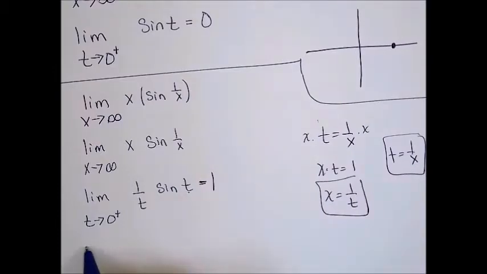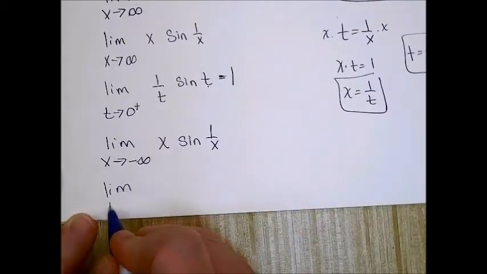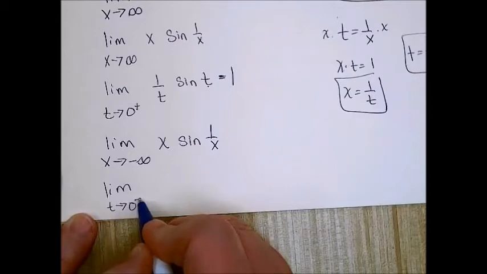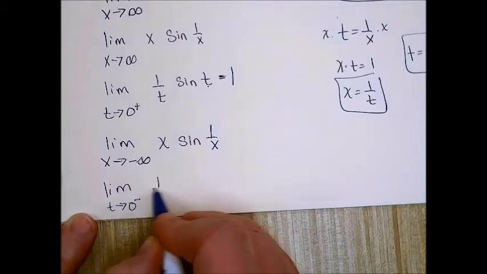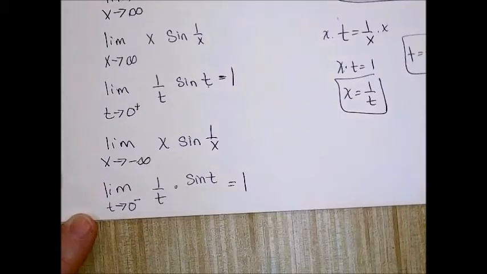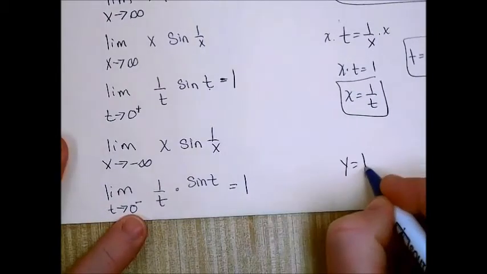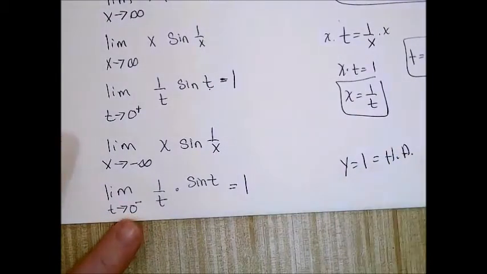If I approach from the left, or if I evaluate the limit as x approaches negative infinity of x times the sine of 1 over x, we treat that as the limit as t approaches 0 from the left of 1 over t times the sine of t, and that also has a limit of 1. So we know that y equals 1 is a horizontal asymptote for this function.